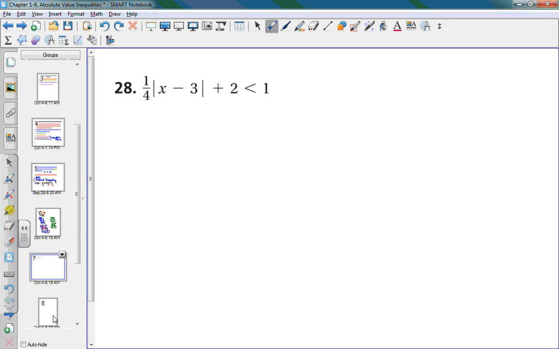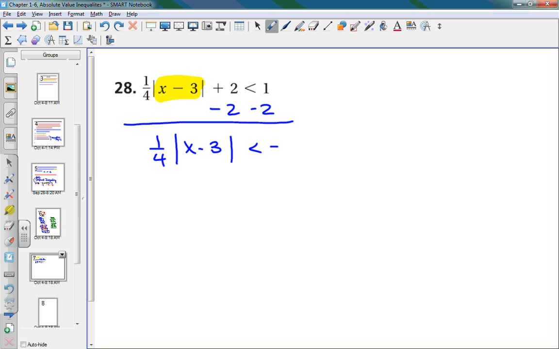Number 28, this is a homework problem. Step 1 says to do what, folks? Isolate your absolute value. So what's attached to the absolute value? The 1/4 and the +2. What do I get rid of first? I need to get rid of that +2 by subtracting 2 from both sides. So 1/4 times the absolute value of x minus 3 is less than -1.